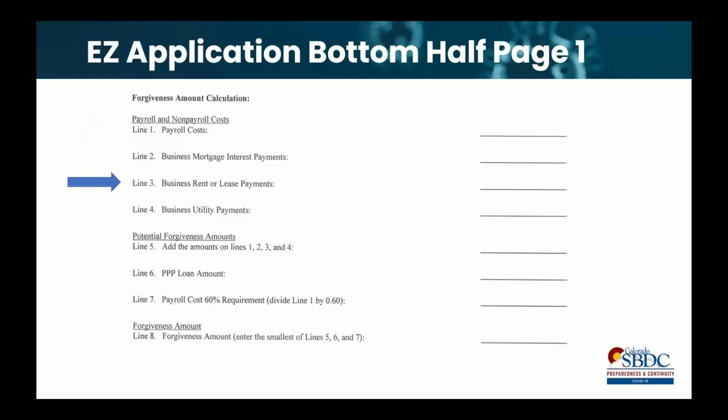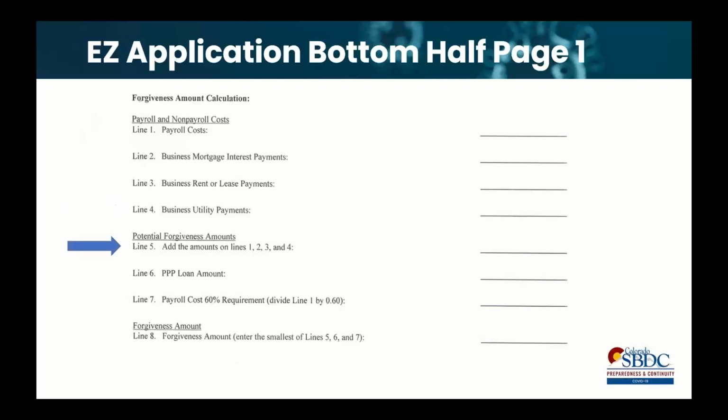Line 3. Business rent or lease payments. Again, you can include paid and incurred expenses. Unlike mortgage interest, there is no limitation on prepayments as long as they were paid during the covered period. Why is this true? I'll leave that for the next geek note. Line 4. Business utility payments. Again, you can include both paid and incurred. In theory, you could prepay utilities, but I don't think many of us will do that for this expense.